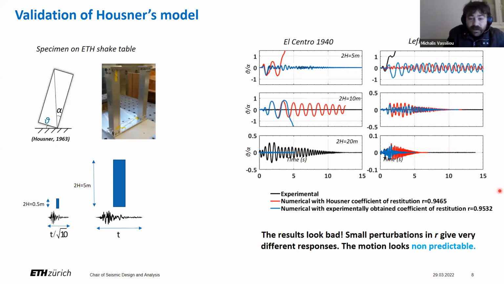Now, if the tests on this aluminum model manufactured with Swiss accuracy are not repeatable, why would I expect that the tests on a masonry wall that rocks out of plane should be repeatable? But here, are we posing the right question?